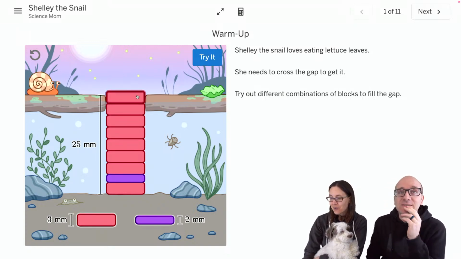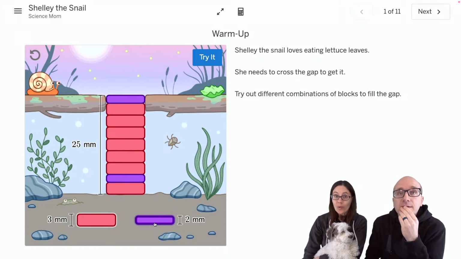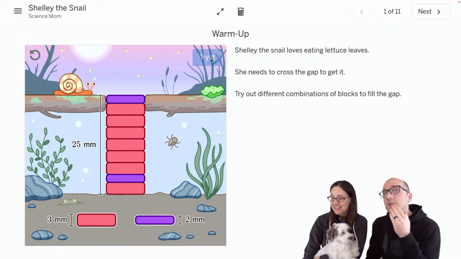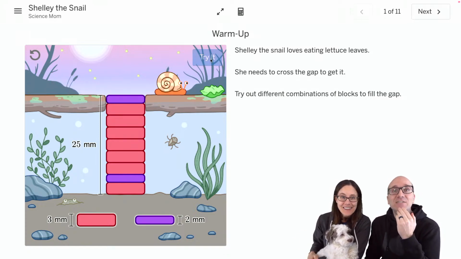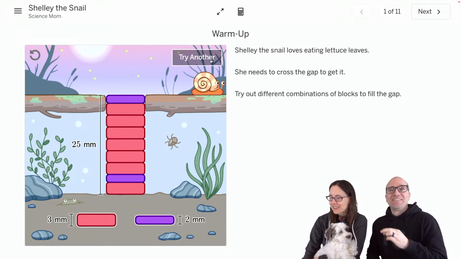Okay, Science Mom, how do I take blocks? Oh, and I can just click on them to take them off. You can click on them to remove them. Oh, look at that. Okay. I think maybe I wasn't supposed to get it quite so quickly. Well, let's see. It looks pretty even to me. Yes! Shelley is making it across. Go, Shelley. Go, Shelley. Go, Shelley. Yes. Oh, that's adorable. Nice.